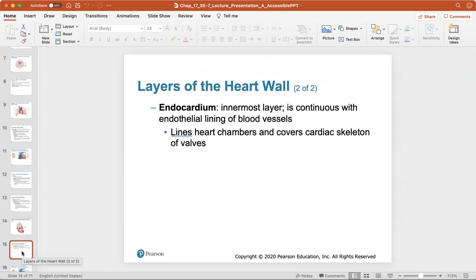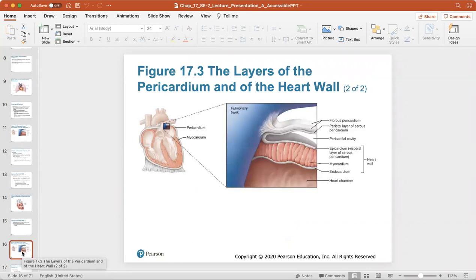The endocardium is the innermost layer. It's continuous with the endothelium lining of blood vessels. It lines the heart chambers and covers the cardiac skeleton of valves. So here's a look at that endocardium layer. We're looking at this innermost layer right there.